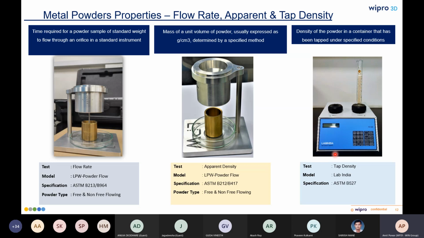when we are putting the powder into the dispenser of the AM machine. For the calculation, we consider the apparent density as the density of the material, not the metal density. So these are very important. And in tap density, we provide a certain number of taps with this equipment, and we measure the tapped density.